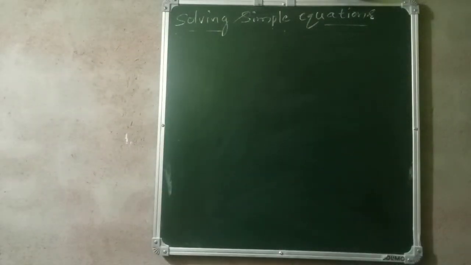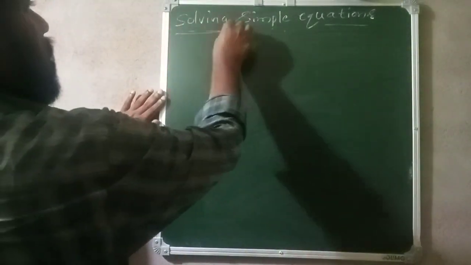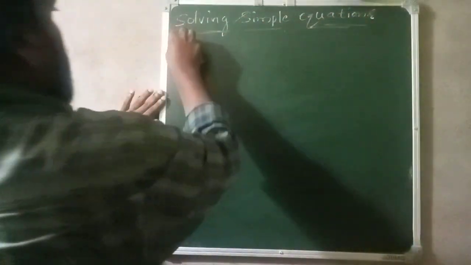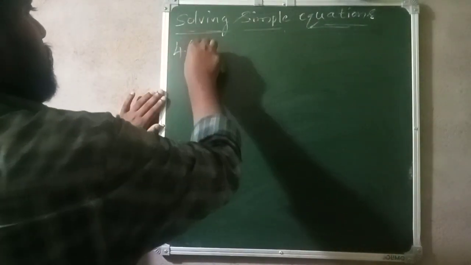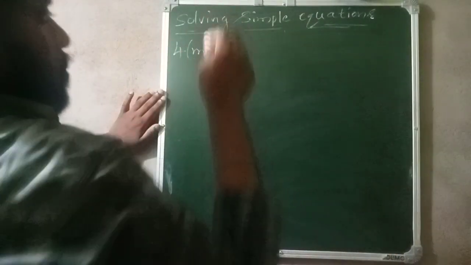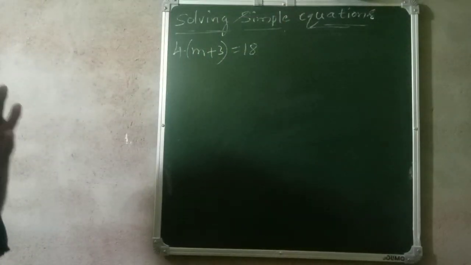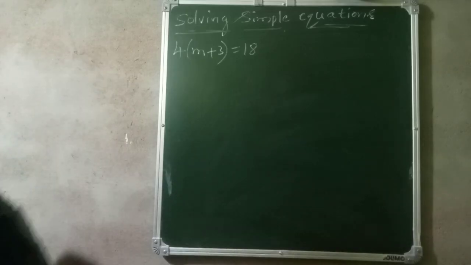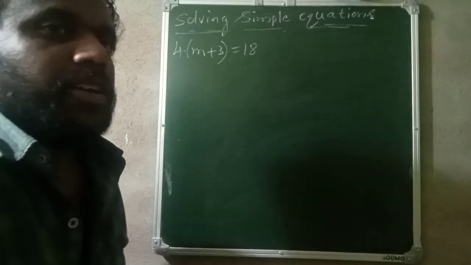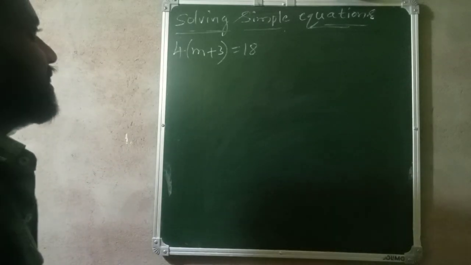Yeah, I am going to take another example, so that I will write another simple equation. 4 into m plus 3 is equal to 18. So this is another equation. Okay.